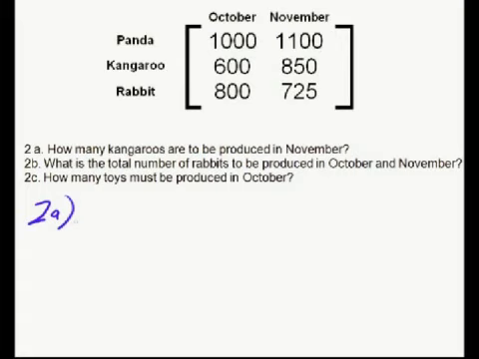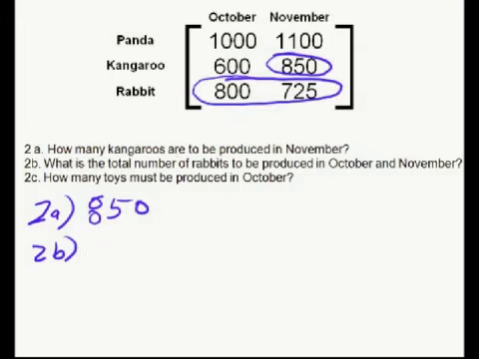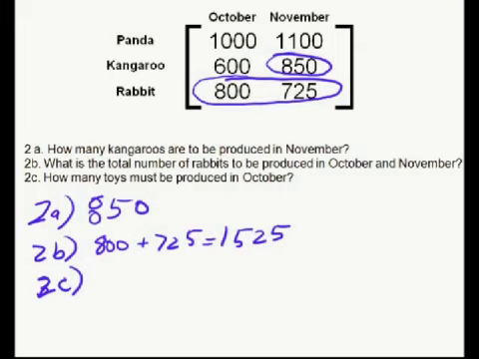The number of kangaroos produced in November is just the intersection of this row and column. The total number of rabbits produced in October and November would be these 2 items added together, 1525. And the number of toys produced in October would just be the sum of these 3 items, which would be 2,400.